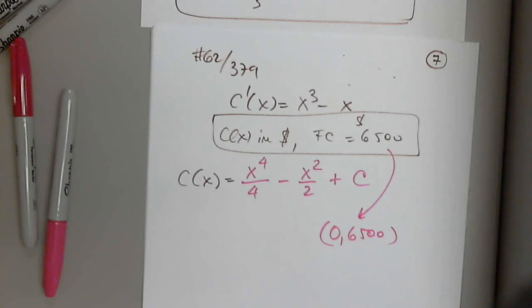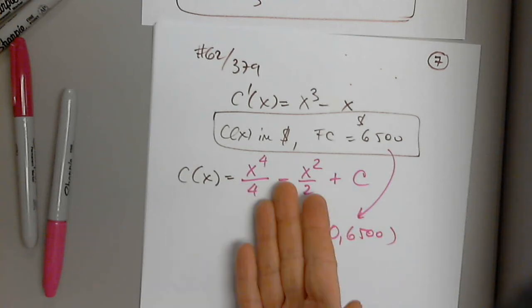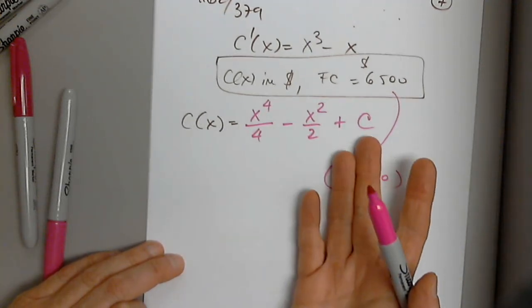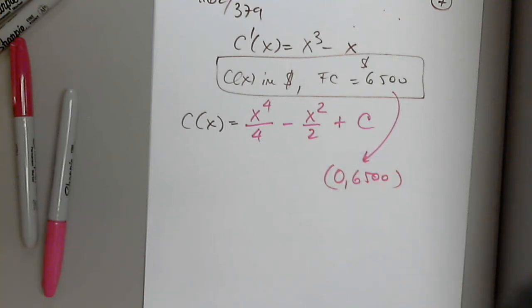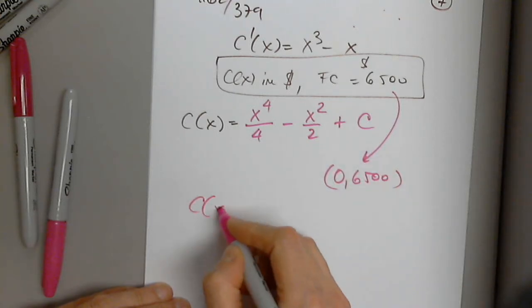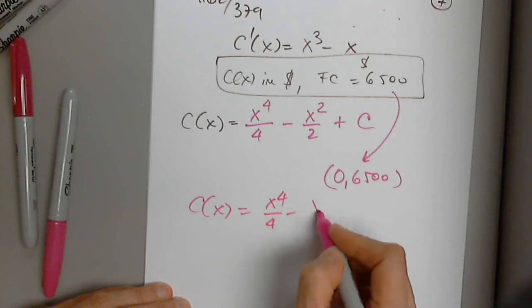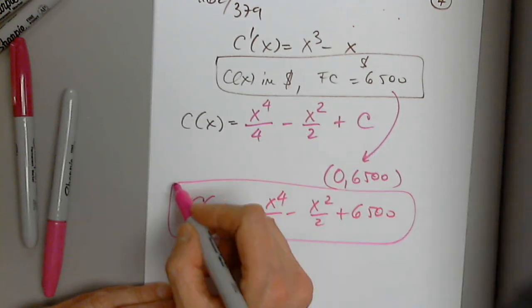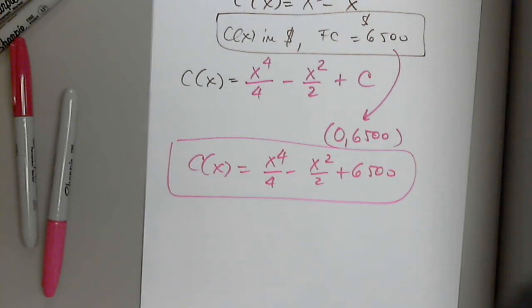This point will help us do what? Determine C. But when x is 0, how much is C then? That's it. It's the only piece that does not depend on x, right? So then the cost function is indeed x to the 4th over 4 minus x squared over 2 plus 6,500. And this is the only one. Any questions?